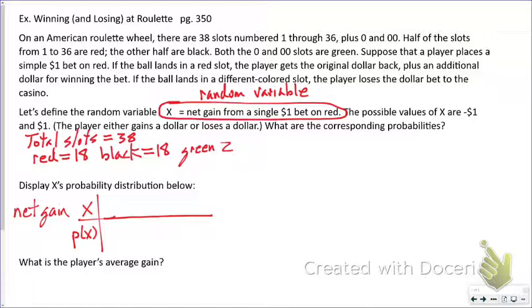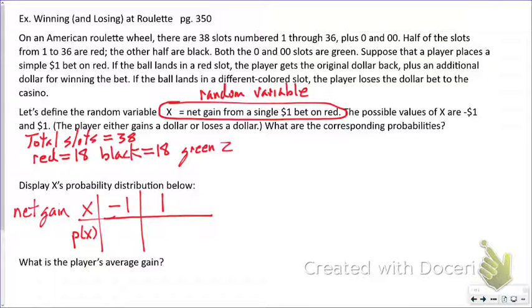So if it doesn't land on red, I'm going to lose my $1. If it does land on red, they're going to hand me back my $1 and another $1, so I come out with $1 in addition to my original $1. So people mess up there and they like to write 2, but really it's just 1. Because it's how much money I made, how much money I won.